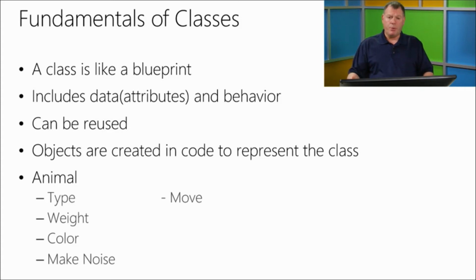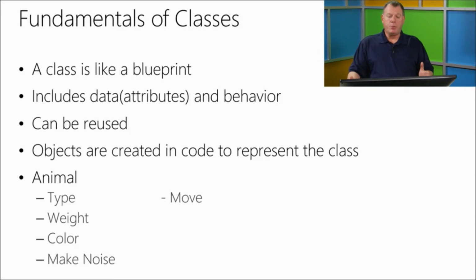But more importantly, it also tells us, from a different perspective, what kind of behaviors that car is going to have. So the car can accelerate, it can brake, it can steer. Those are important aspects of the car itself. So when we talk about a class as a blueprint, that's what we're referring to: we're creating the blueprint or the mapping of what this object is going to look like in code.